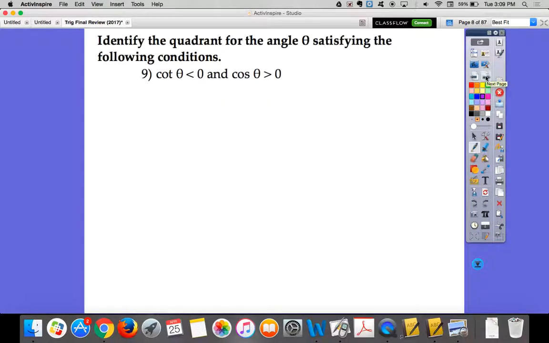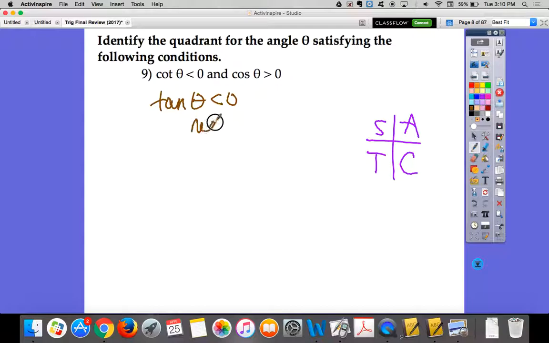Identify the quadrant for the angle theta satisfying the following conditions. Okay, once again, same idea of your all students take calculus. This is where everybody's positive. Now, this is kind of like a distraction. Think about it in terms of its reciprocal. Tangent is also less than 0, which means negative. And this is cosine is positive.